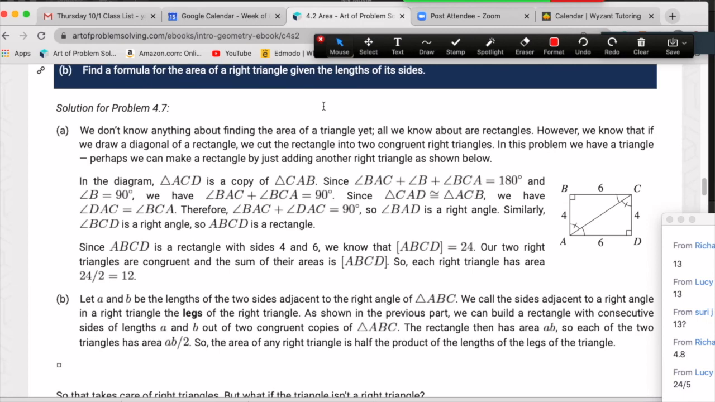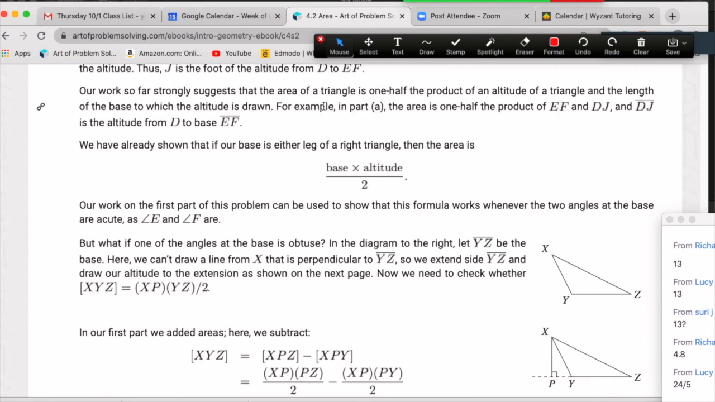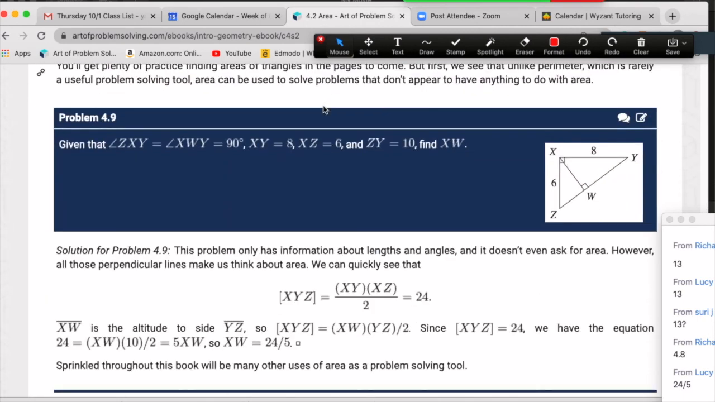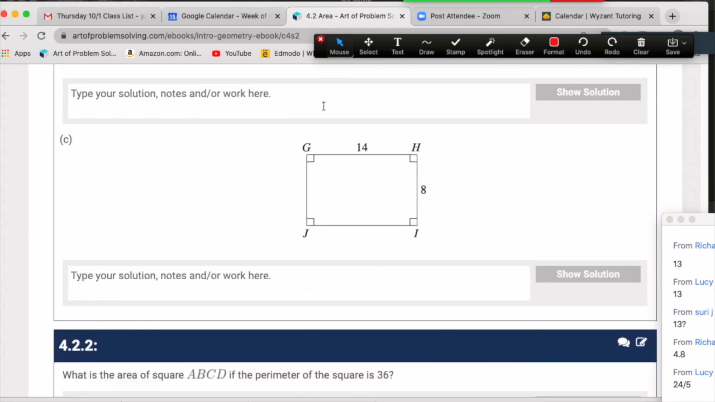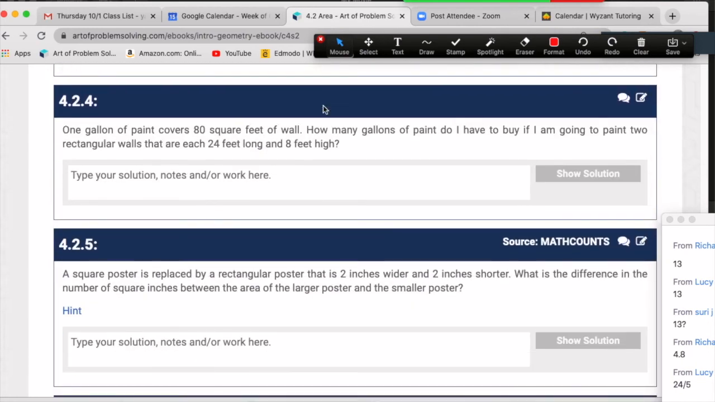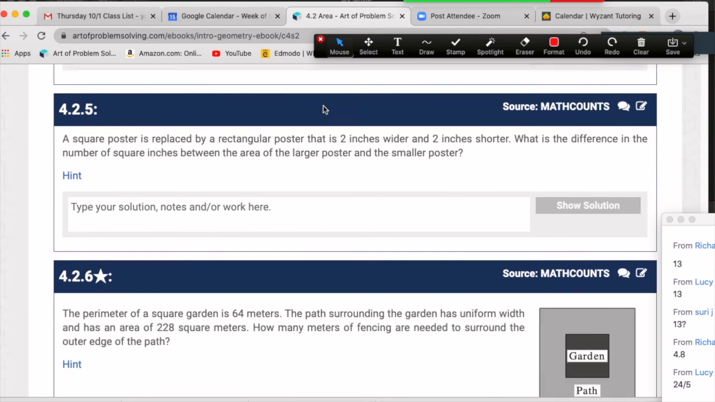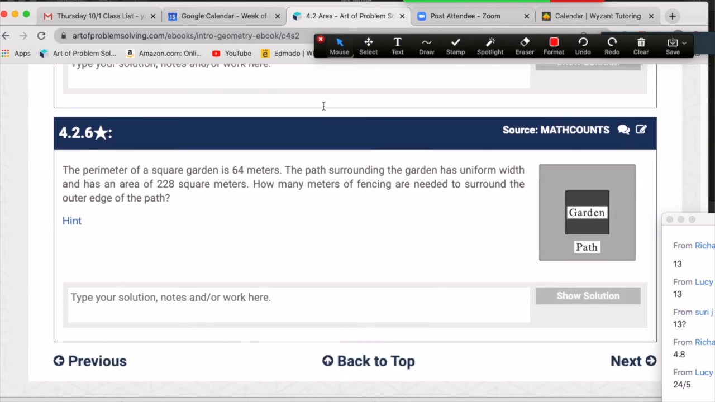Now let's see what is homework. Homework definitely will be the exercise problems behind each section. Now let's see this last one. Let's see if we can solve this one. We have a star here. That means this is a very difficult problem.